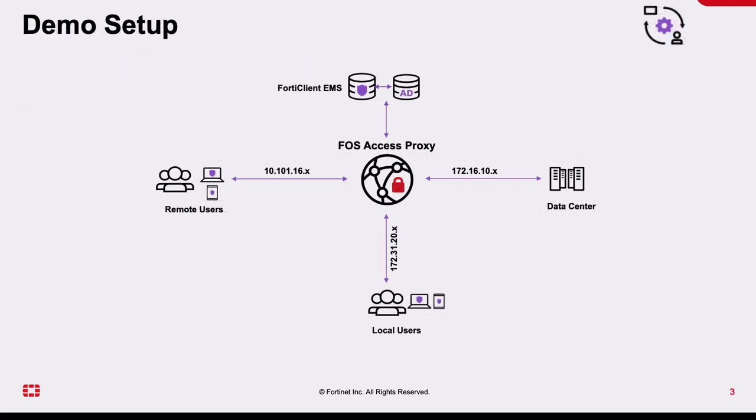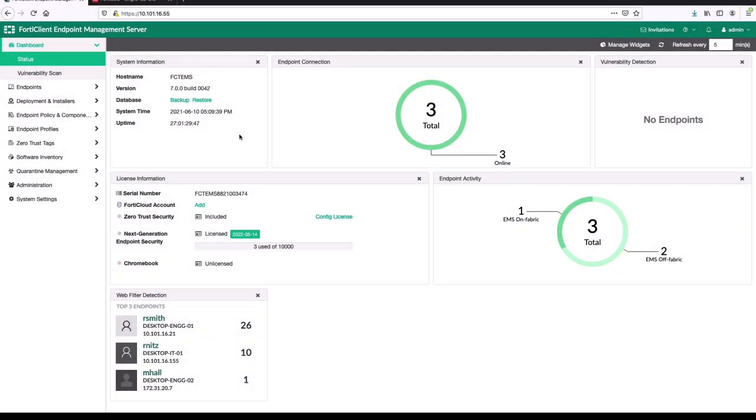Before diving into the configuration portion, let's look at the topology used for this demo. The remote users are connected to FortiGate on the 10.101.16.x subnet configured on the WAN 1 interface. Similarly, local users are connected via the 172.31.20.x subnet configured on the VLAN interface named local clients. And servers are sitting behind the DC server VLAN on the 172.16.10.x subnet. Now, let's take a look at FortiClient EMS.